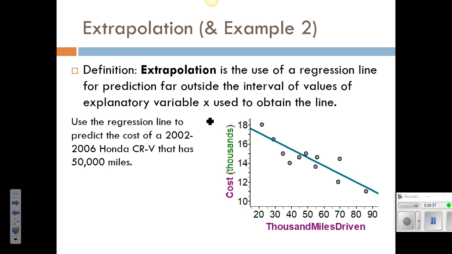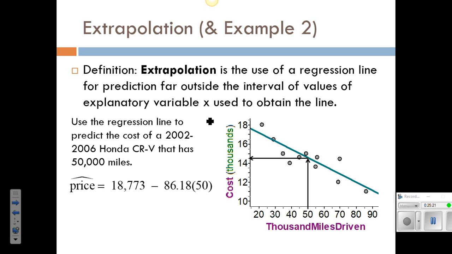Okay. So what we're going to do here is, can we use it to estimate 50,000 miles? What's the predicted price of a used Honda CRV with 50,000 miles? Yes, because 50,000 miles is in between the minimum value of 22,000 miles and the maximum of 86,000 miles driven. Can you quickly do that? Okay, so there's 50,000, go over there. It's going to be roughly there. Can we do better than that? What can we do?